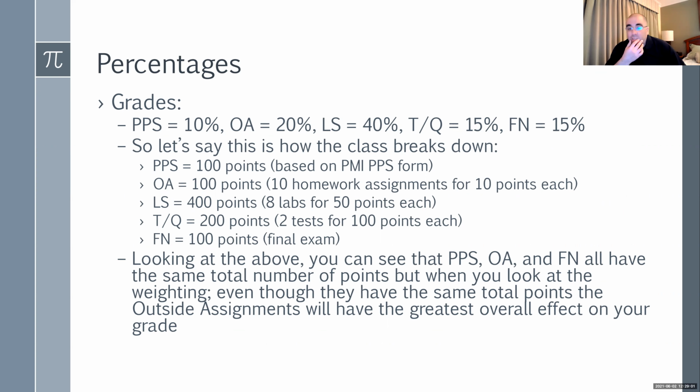If you look at this, you can see that PPS, outside assignments, and finals all have the same number of points. But even though they have the same number of points, they're all going to be weighted slightly different because, again, PPS is only 10% of your grade. Outside assignments is 20, and finals are 15. So even though that final is 100 points, equal to the PPS points, it's weighted heavier on the back end, meaning it will affect your grade more on the back end.